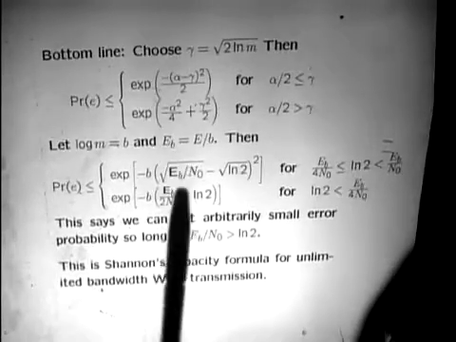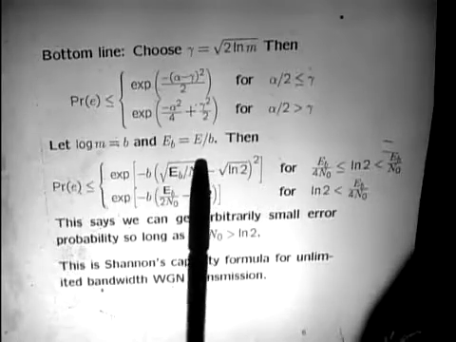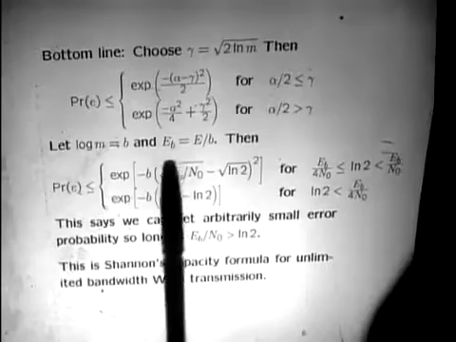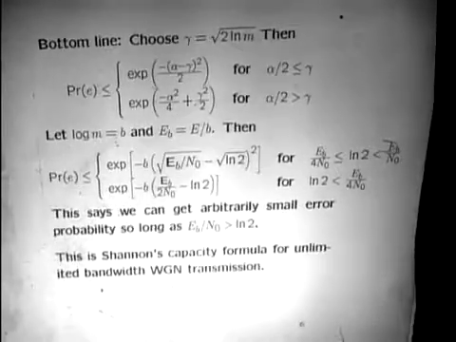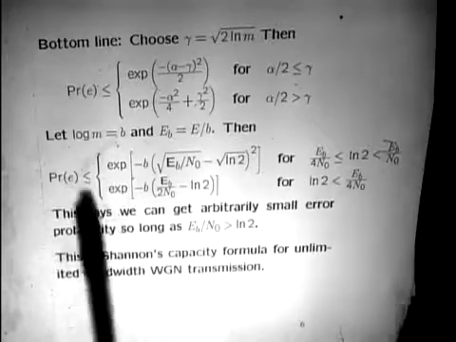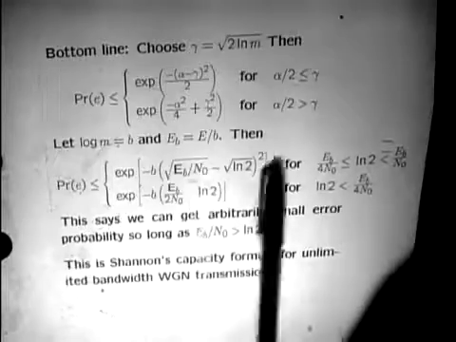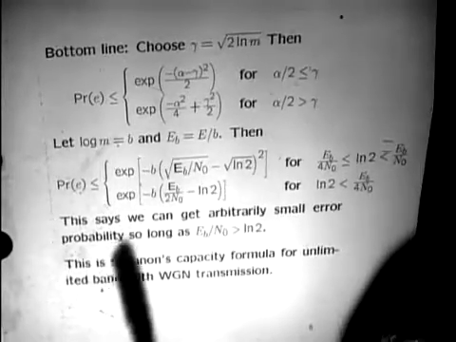So EB, namely the energy per bit, is just the total energy in these orthogonal waveforms divided by b. So that's the energy per bit. Okay, you substitute these two things into that equation, and what you get is these two different terms. You get e to the minus b times this junk, and e to the minus b times this junk.